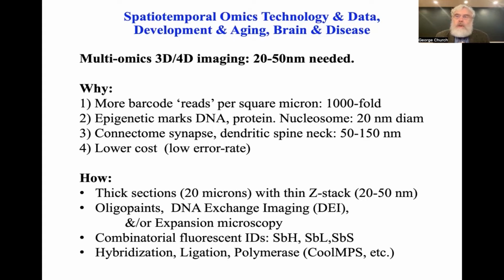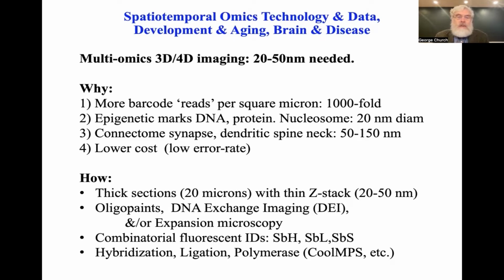How do we do this? We want to use thick sections, not compressed monolayers or averages over thick sections. We want actual thick sections within disease stacks. So 20 to 50 nanometers over 20 to 50 microns. How do we do it?